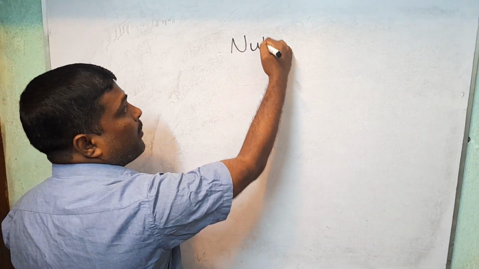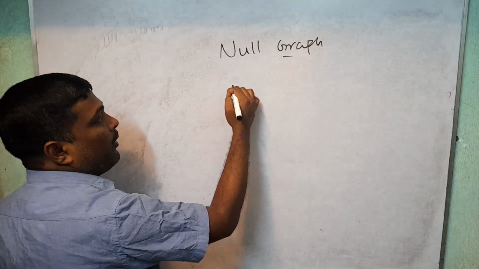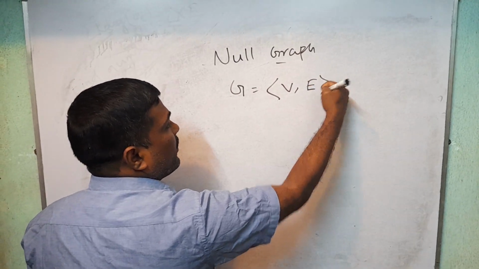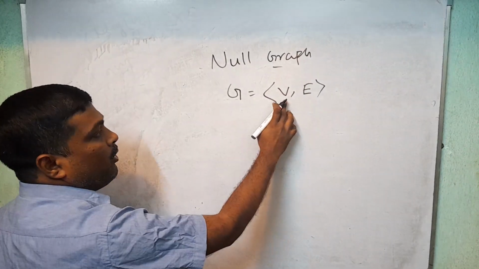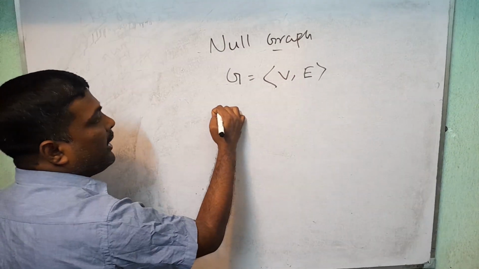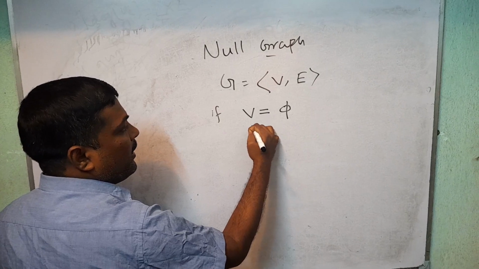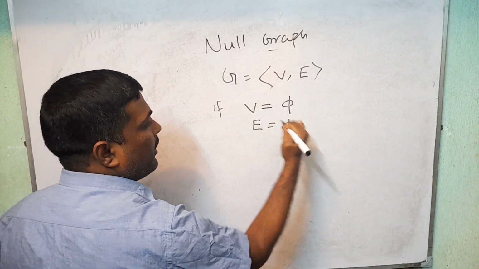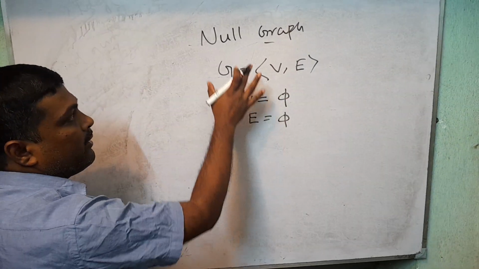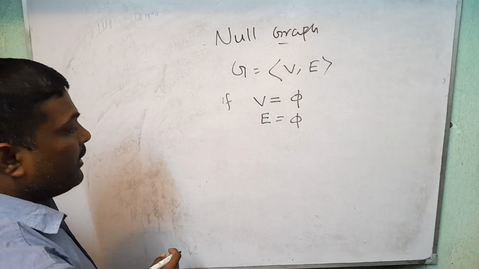A graph G(V, E), where V is the vertex set and E is the edge set, is a null graph if the vertex set is empty and the edge set is also empty. So a graph G(V, E) is a null graph if the vertex set is empty and also the edge set is empty.